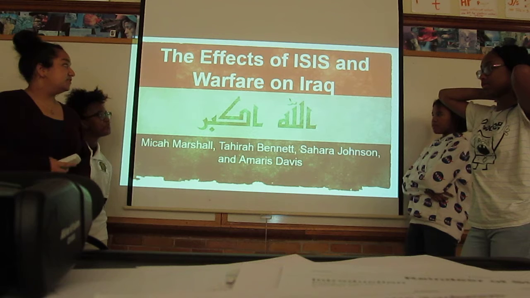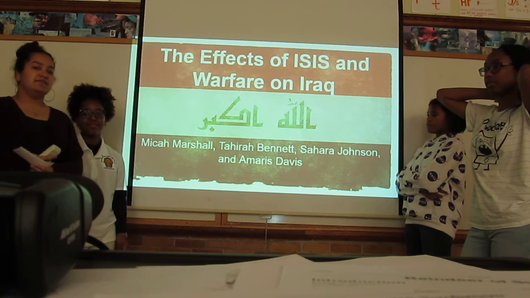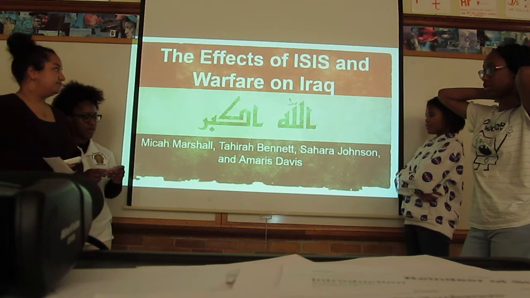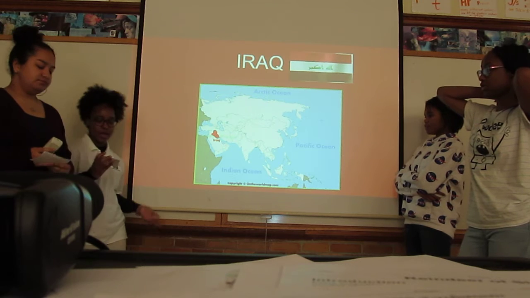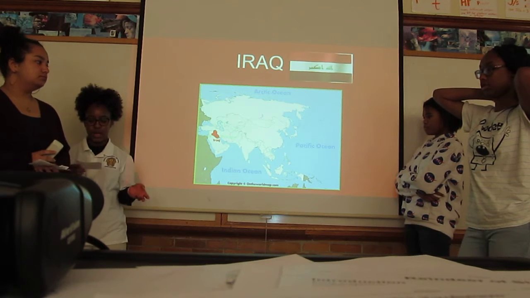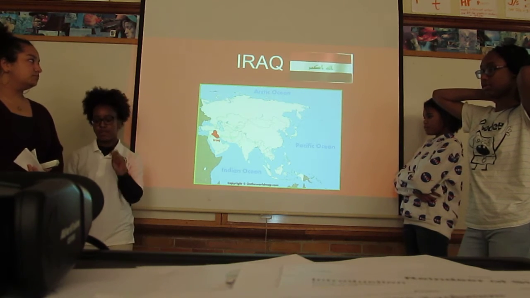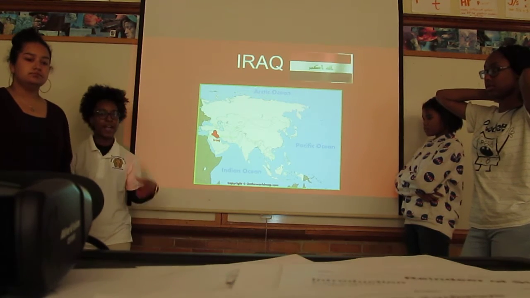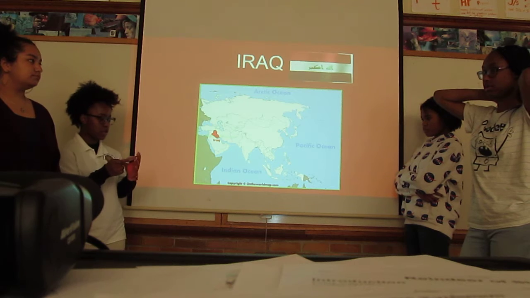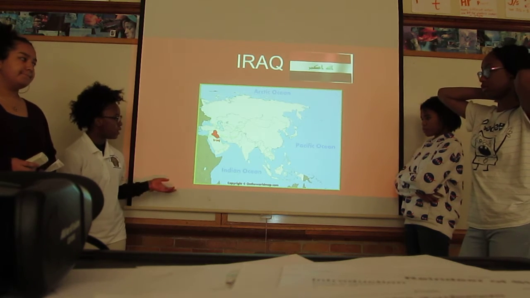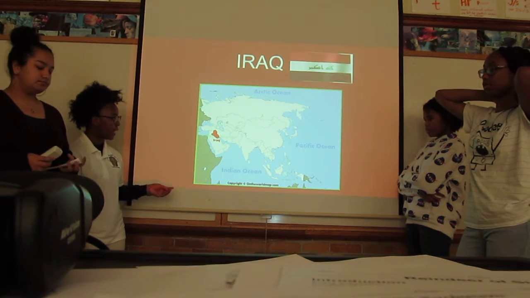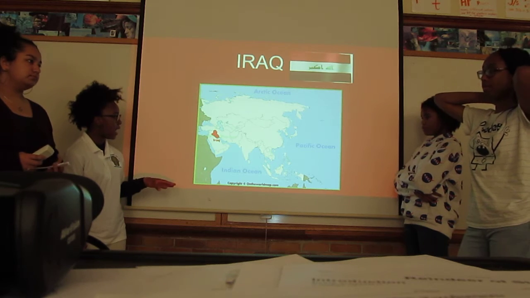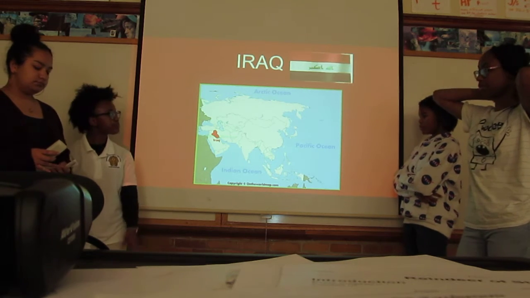Okay. So the title of our project is The Effects of ISIS and Warfare on Iraq. So Iraq, according to history.com, gained their independence in 1920 from the Ottoman Empire and the British. Its country is centrally located in the Middle East, bordered by countries like Syria and Iran.